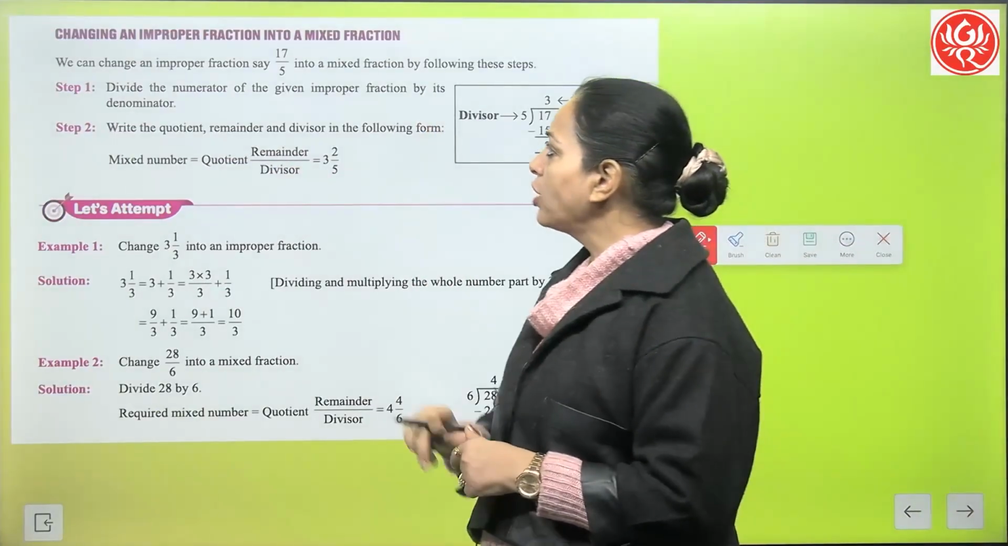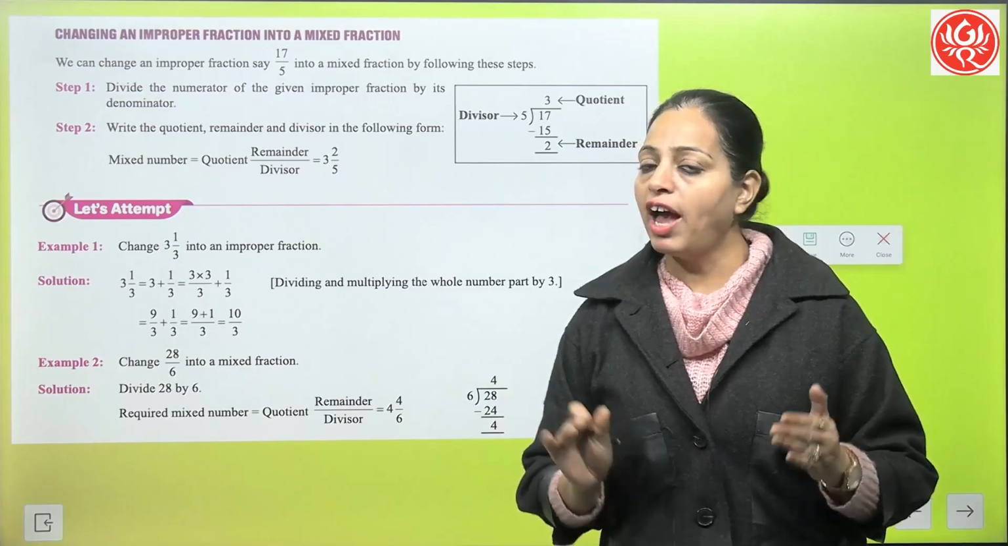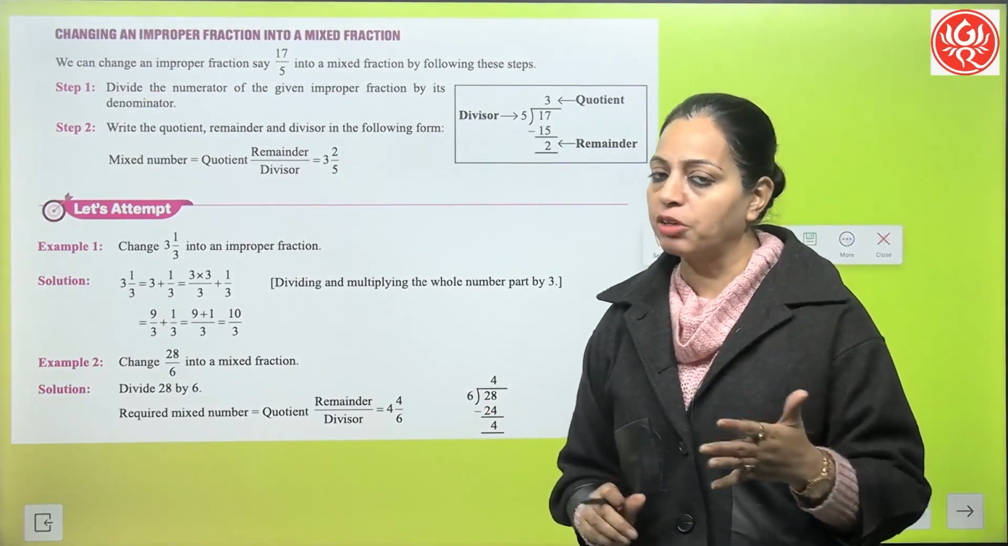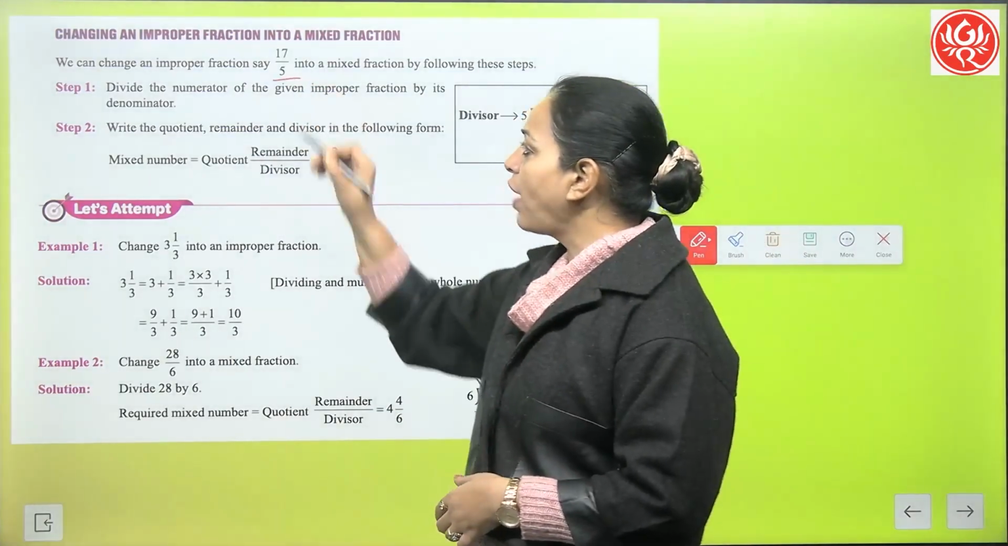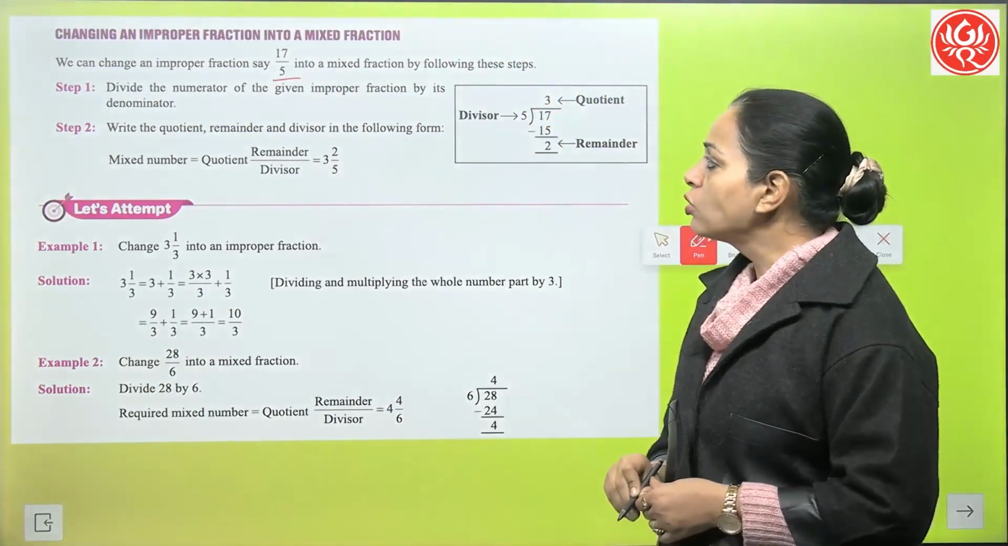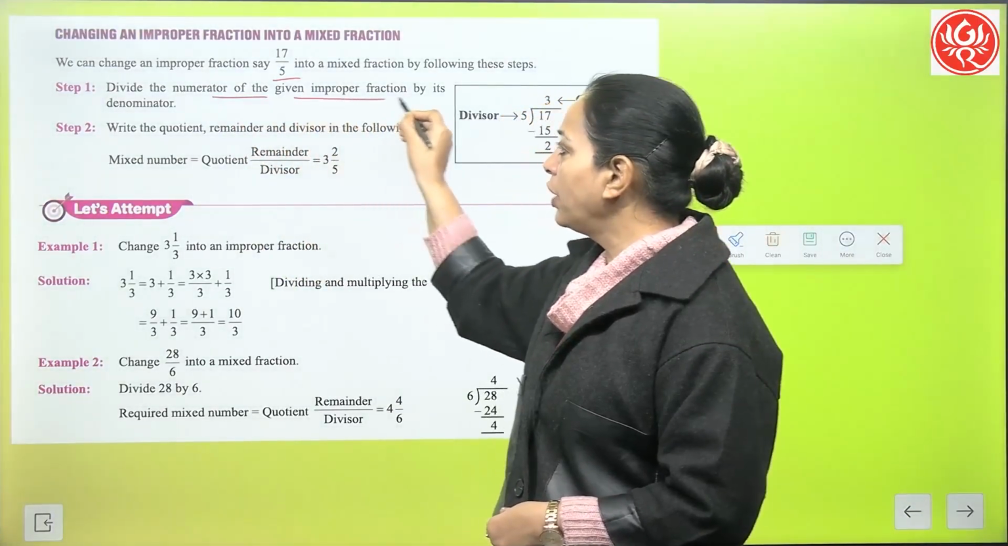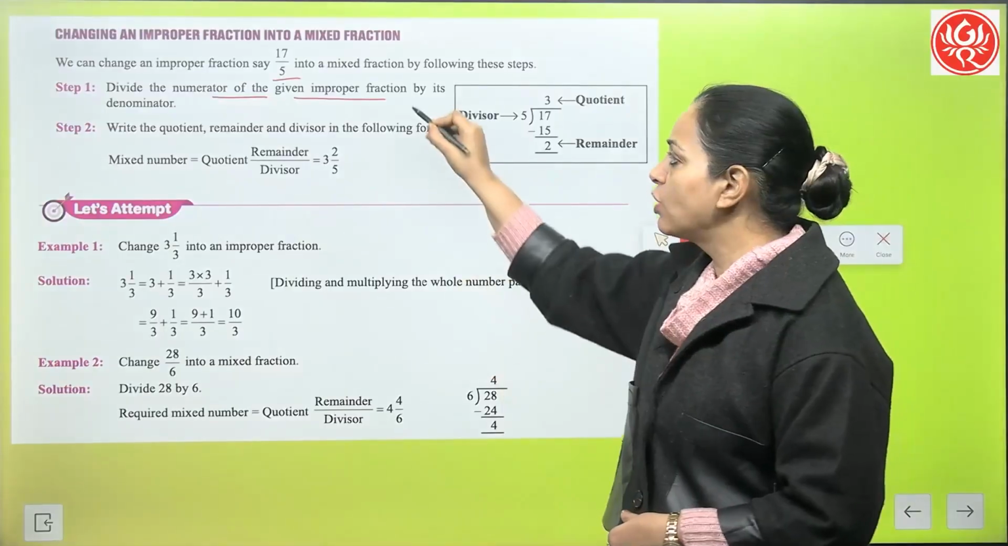Changing an improper fraction into a mixed fraction. Now we have an improper fraction. उसको हम change करेंगे mixed fraction में. Let's see, there is one fraction 17/5. So what to do? Step 1, divide the numerator of the given improper fraction by its denominator.